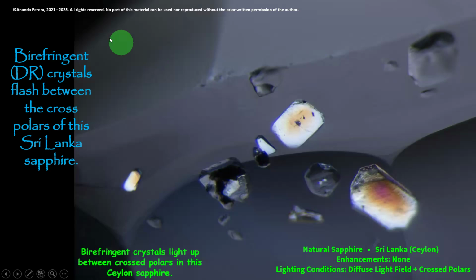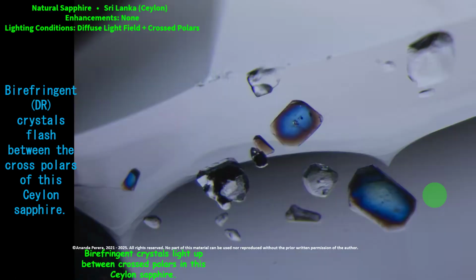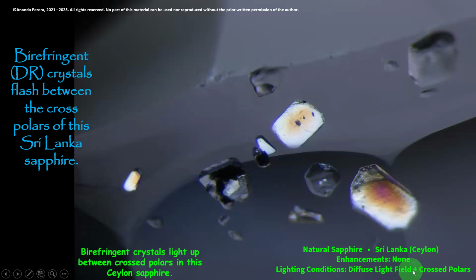The same picture earlier we see here. The lighting condition is diffuse light field plus crossed polars. See the earlier one. This one. Diffuse light field plus crossed polars. The same picture here. The birefringent, that means double refractive crystals, are inside the sapphire. We can see like this. These inclusions tell us it is a natural sapphire, not a treated sapphire. We are moving to next.